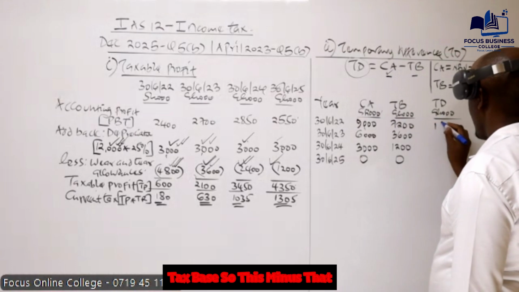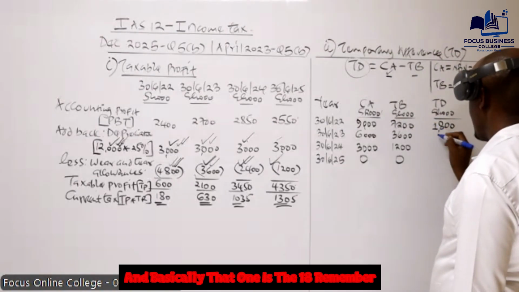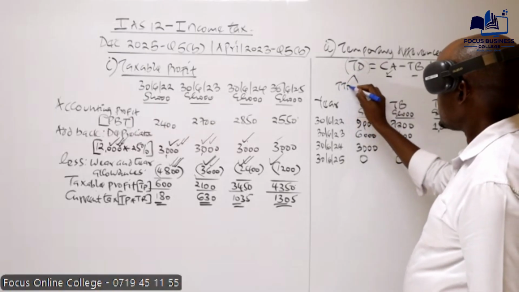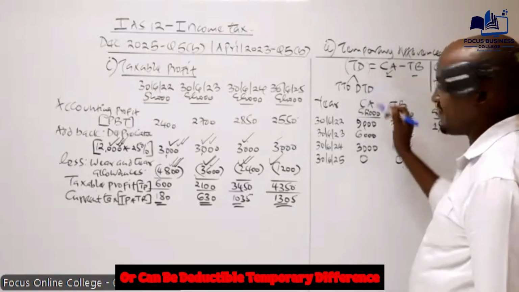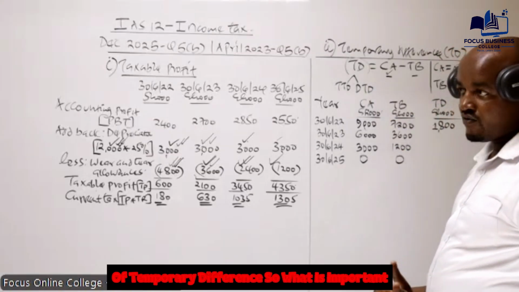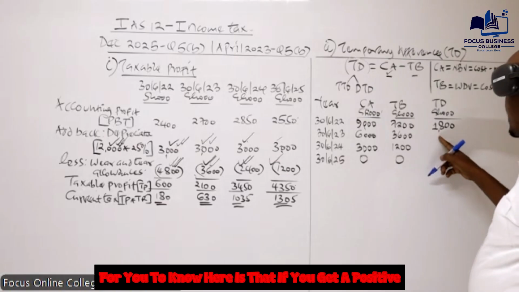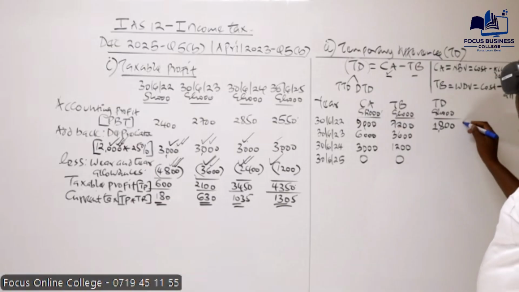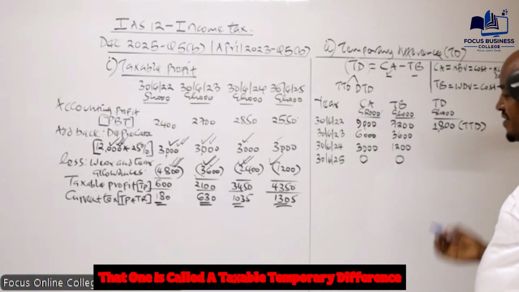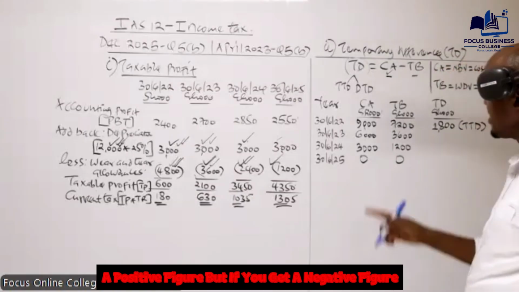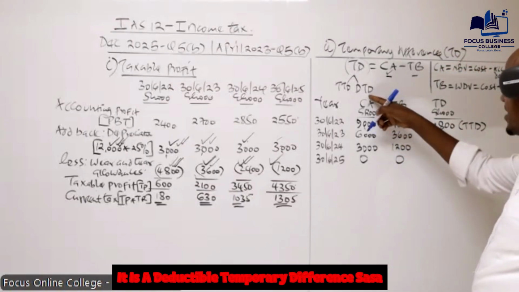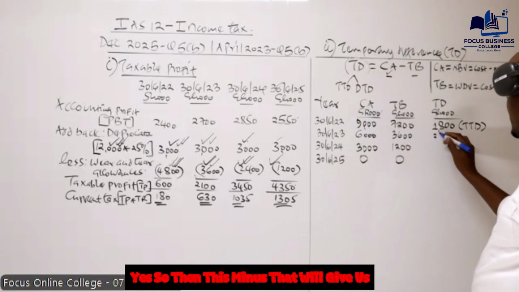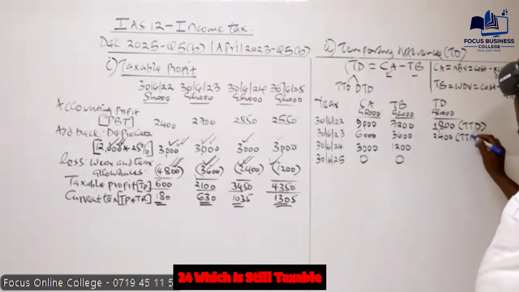So this minus that, and basically that one is the 1,800. Remember, we say that this temporary difference can either be taxable or a deductible temporary difference. We said we have two types of temporary difference. What is important for you to know here is that if you get a positive figure, because this minus that is a positive figure, that one is called a taxable temporary difference. But if you get a negative figure, you have taken this minus that and you get a negative, it is a deductible temporary difference. Yes. So then this minus that will give us 24, which is still taxable temporary difference.